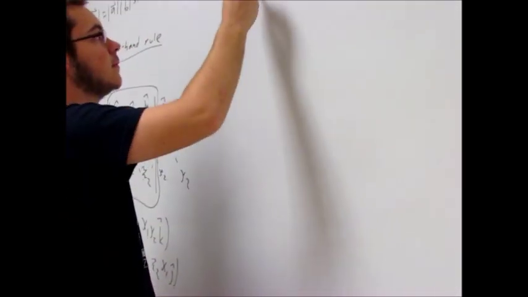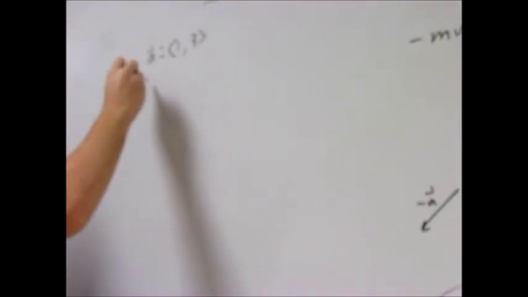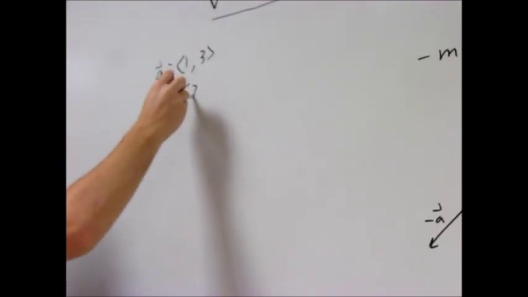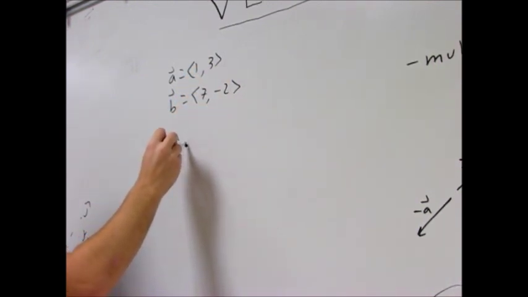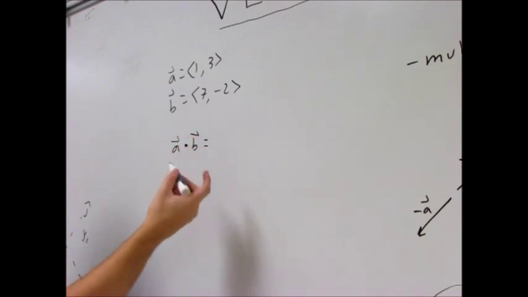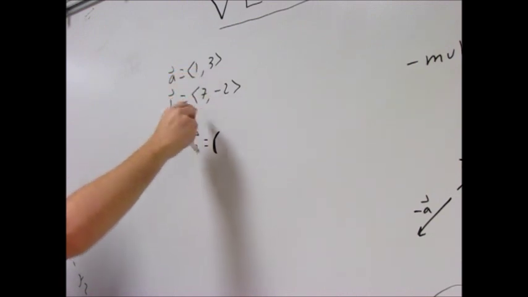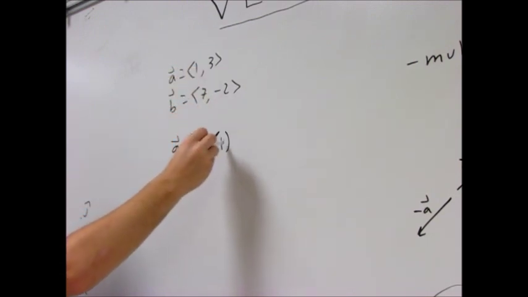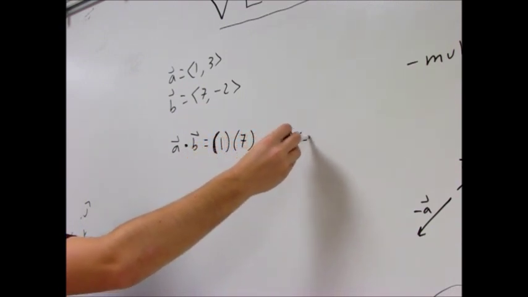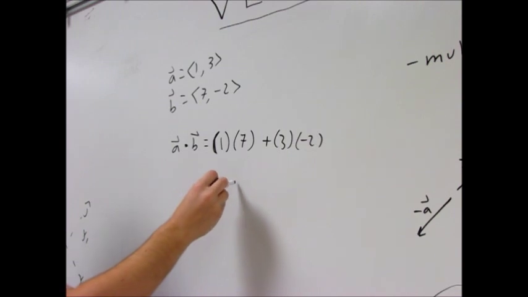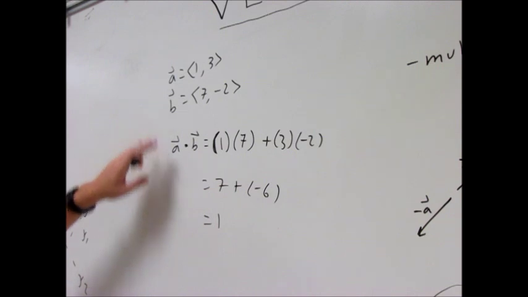So let's say A is the vector 1, 3, and B is the vector 7, negative 2, and A dot product with B would be, what would we do first? We multiply the x components together, so 1 times 7, then plus 3 times negative 2. So we get 7 plus negative 6, which is 1. So the dot product of these two would just be 1.